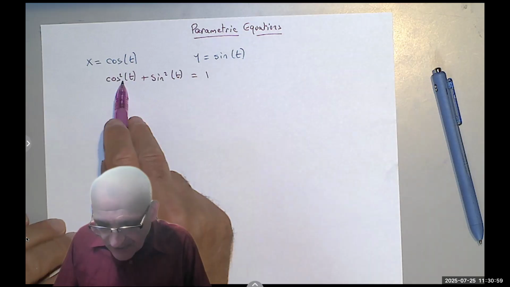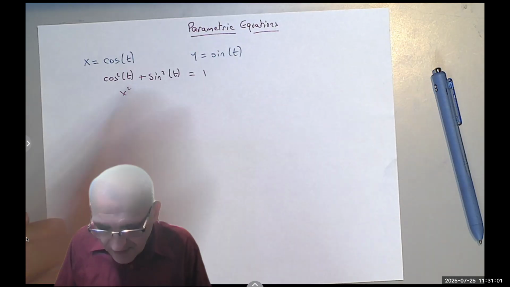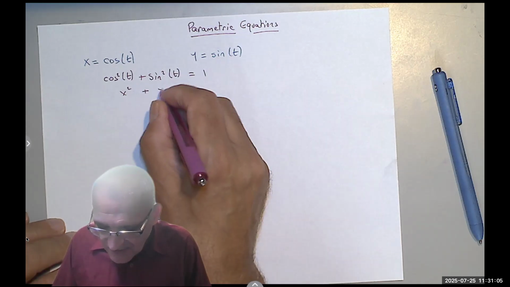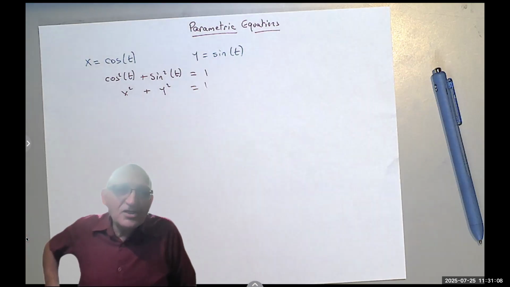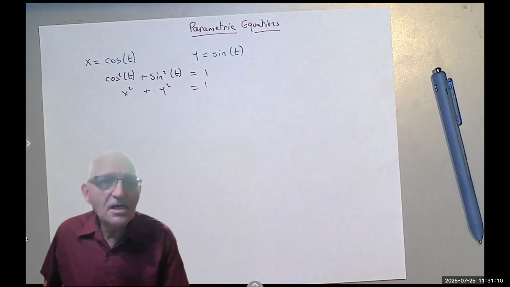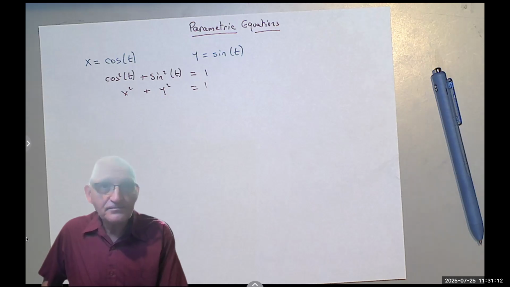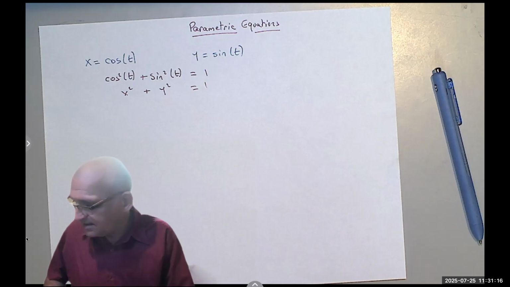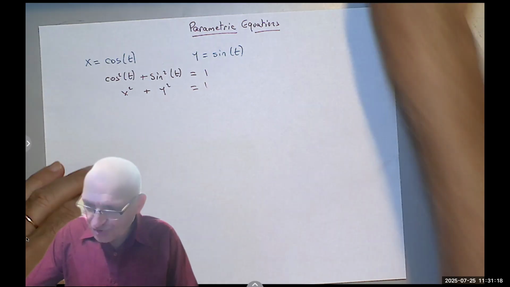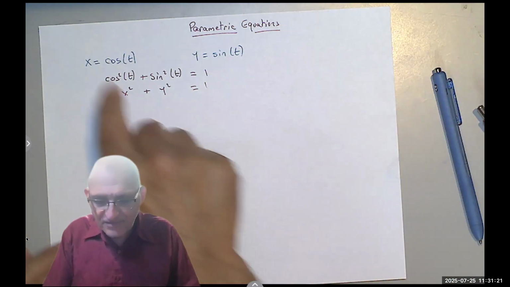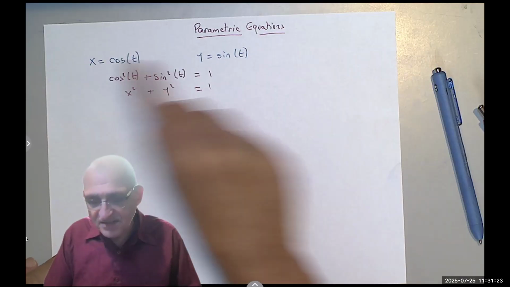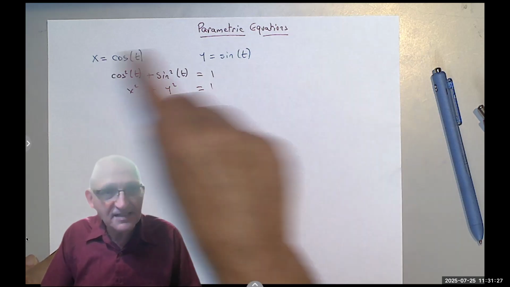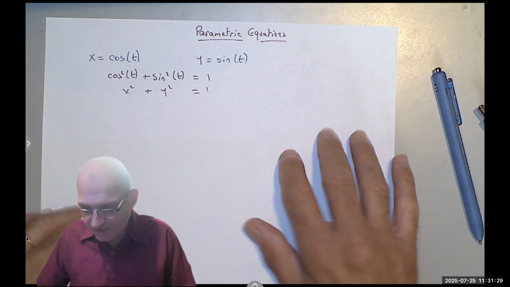Now, cosine squared will be translated into x squared, right? And sine squared is y squared, equals 1. That's a unit circle. It's a circle of radius 1 that is in the xy plane. So if I make that, for example, 2 and this is 2, then the radius would be 2. I make it 10 and 10, the radius is 10, and so on and so forth.